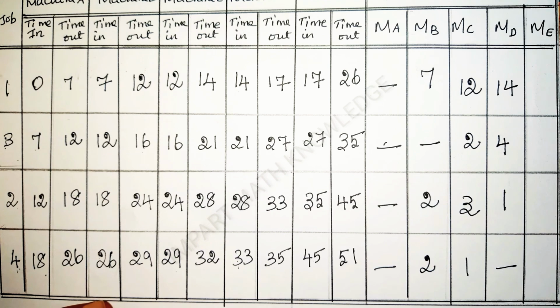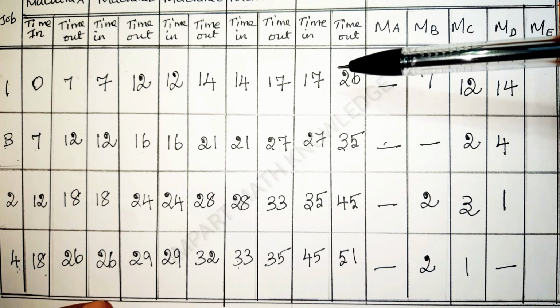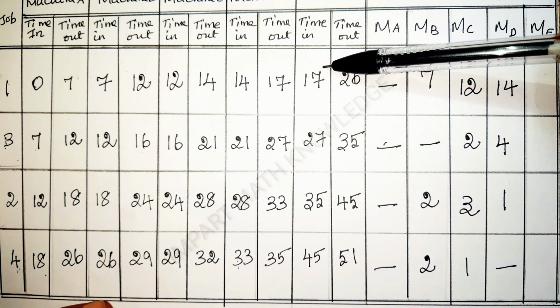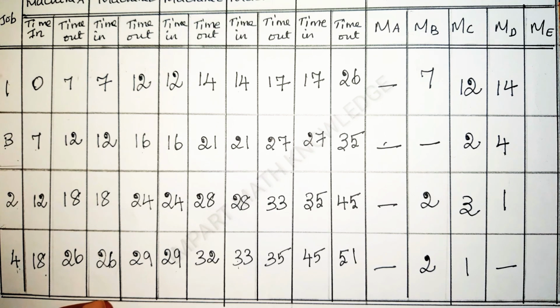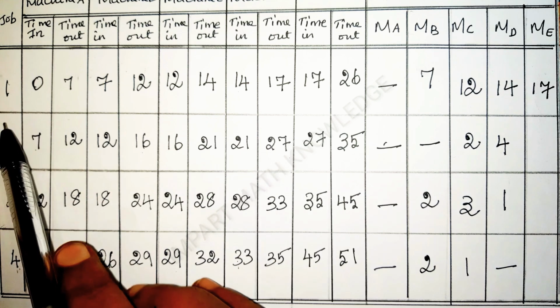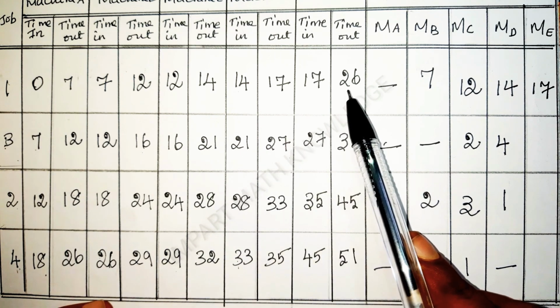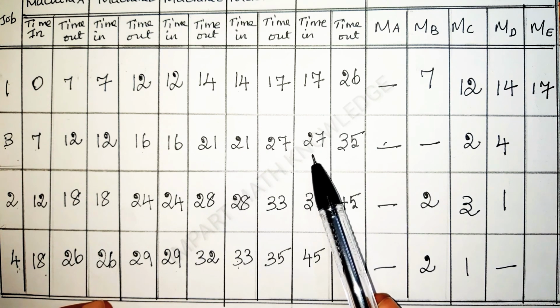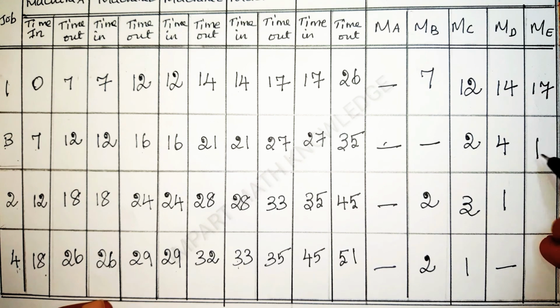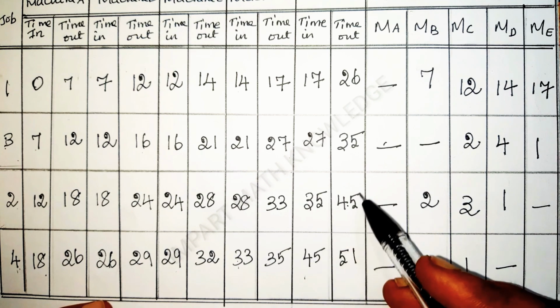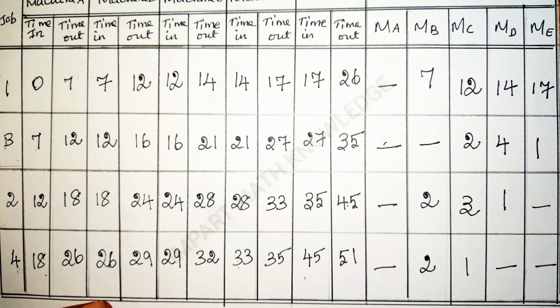Next we have to find the idle time for machine E. Machine E starts the work at 17 hours. So the first 17 hours is the idle time for machine E. Job 1 completes the work at the 26th hour. Job 3 starts at 27. So 1 hour idle time. And here it starts immediately, no idle time. Here it starts immediately, so no idle time.